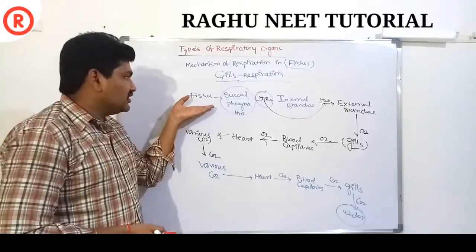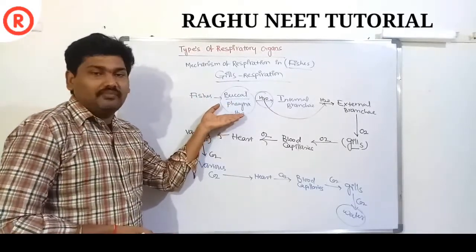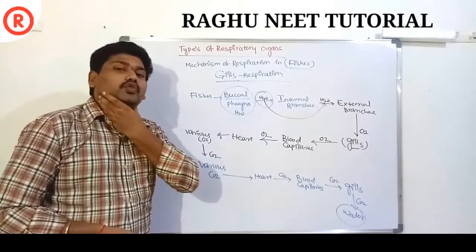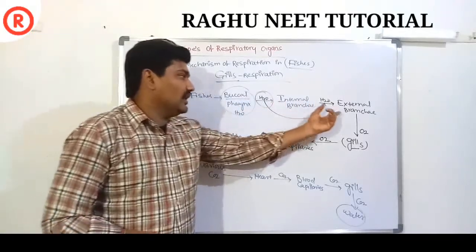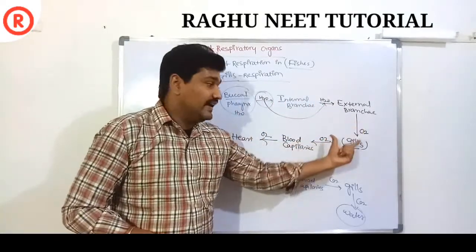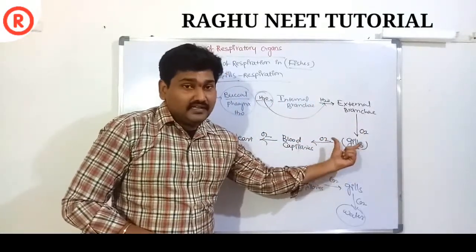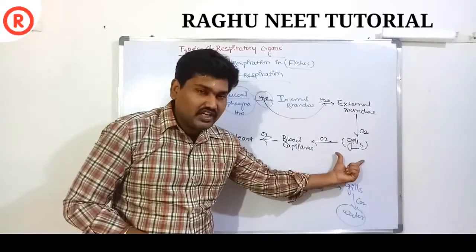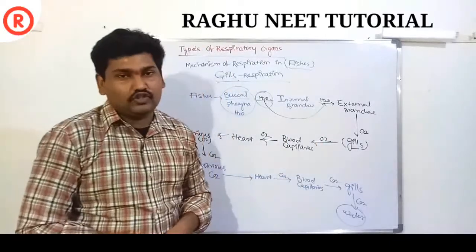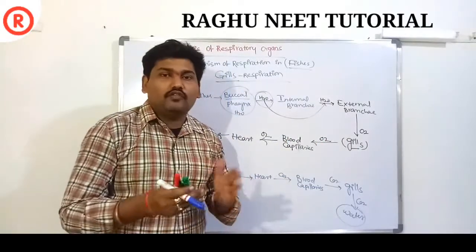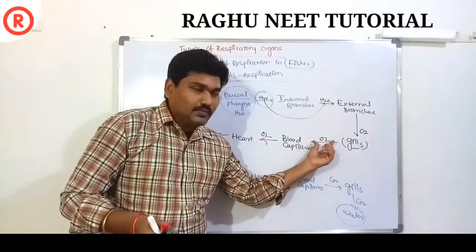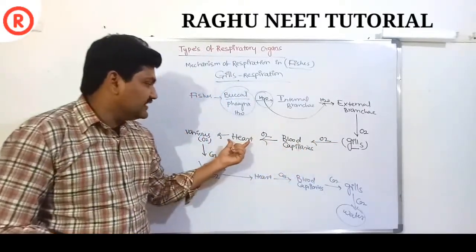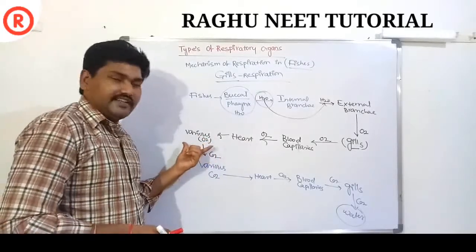To recap: during respiration, the buccal cavity and pharynx are completely filled with water. The water enters the internal branchiae from the lateral side of the pharynx, then enters the external branchiae, which consist of five pairs of gills. These five pairs of gills are permeable for the exchange of gases. The gills transport oxygen into the blood capillaries, and the blood capillaries carry oxygen to the heart and to various parts of the body.